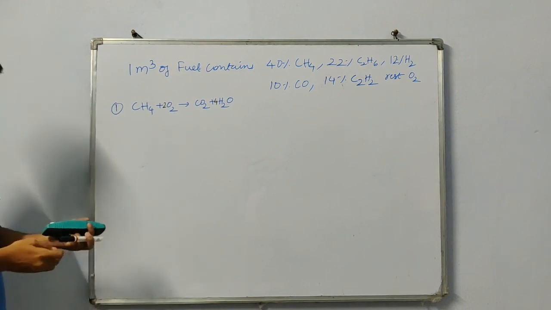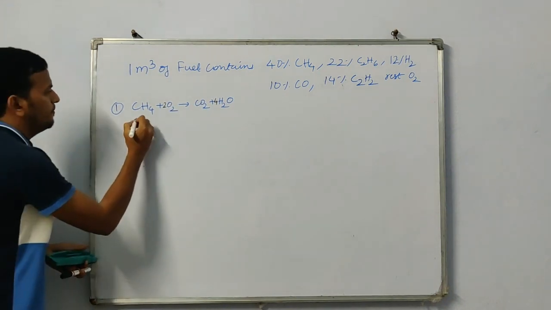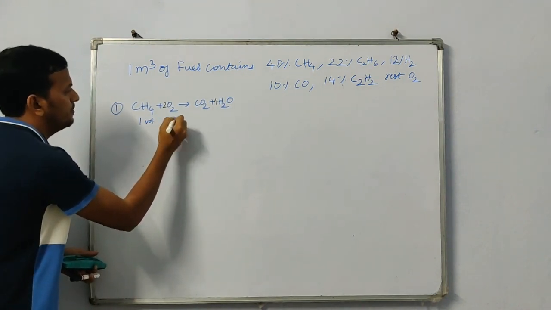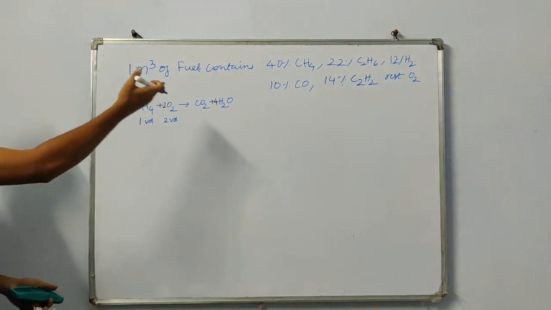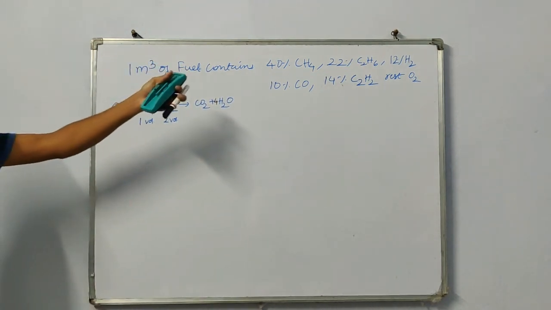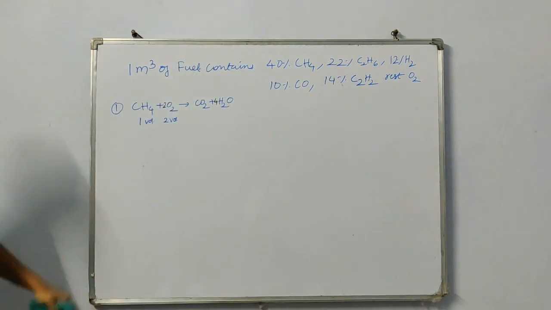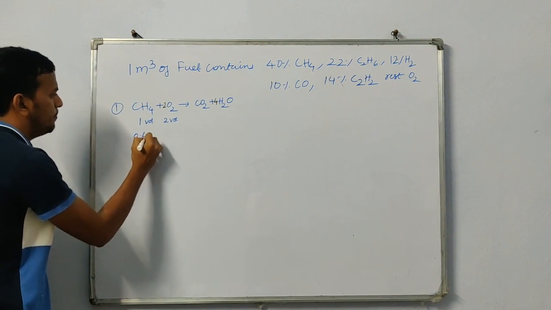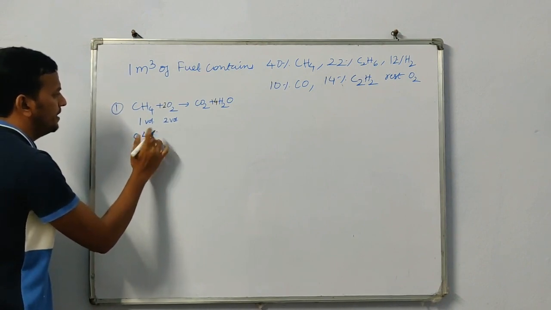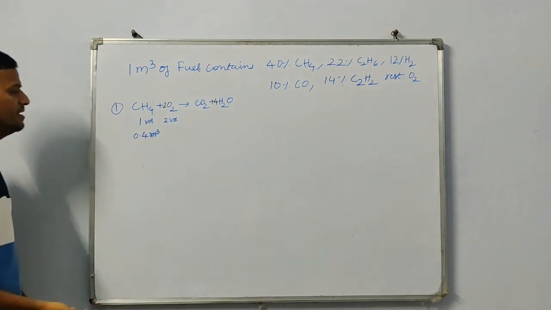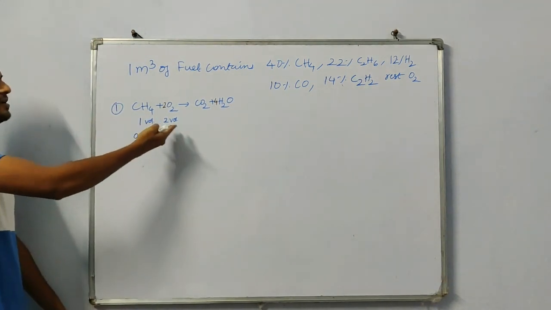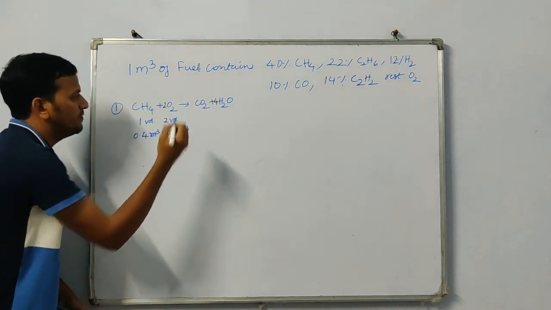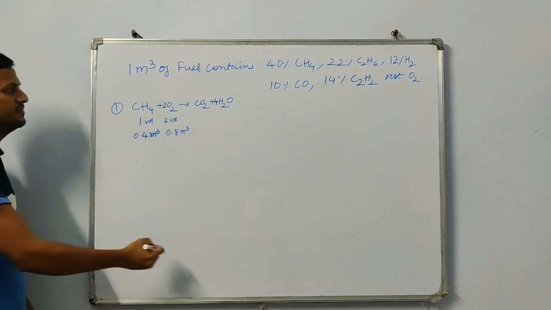Now here, one volume of methane requires 2 volumes of oxygen. Now you calculate the volume of methane present in 1 meter cube of air. Methane contains 40%, so let me write it as 0.4 meter cube. For 1 volume it requires 2 volumes. For 0.4 meter cube it requires 0.8 meter cube of oxygen. Okay.